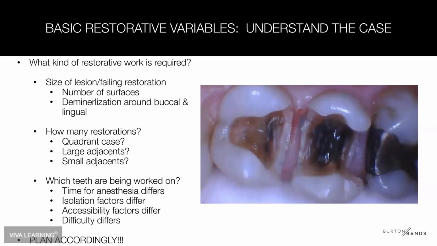And also important in scheduling. And keep in mind where you're working. We can get people numb much faster on the maxillary than we can on the mandibular. And if they have a history of having trouble getting numb, just keep all that in mind. So just basic things on the front end here, just to make sure that you're not putting yourself in a situation that you're setting up to fail.